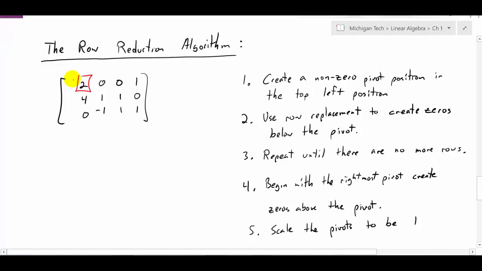If there was a 0 in that position, and there were other non-zero values in that column, I would just do a row interchange to put a non-zero value there. So this one's already satisfied. I have a non-zero value there that I can use as my pivot position. So that's a check. Let's move on to the second one.